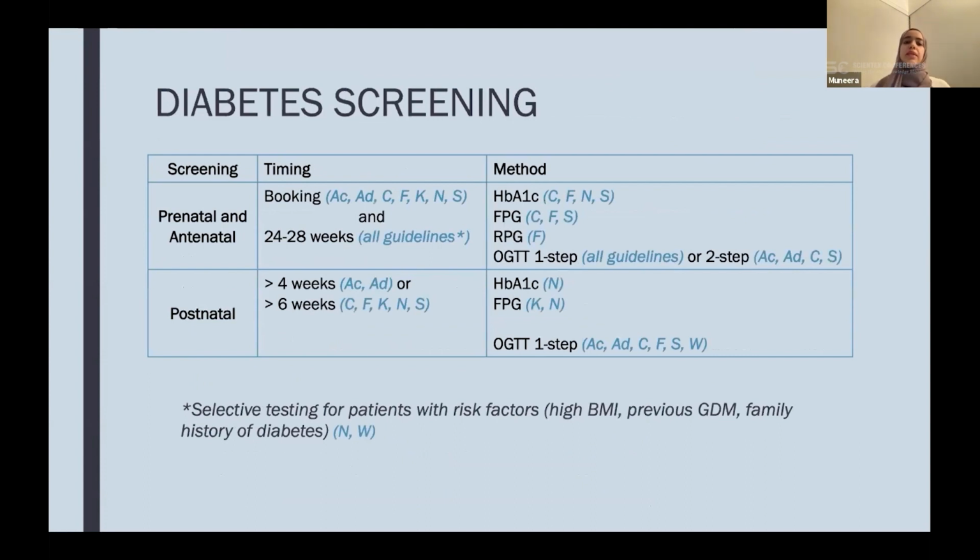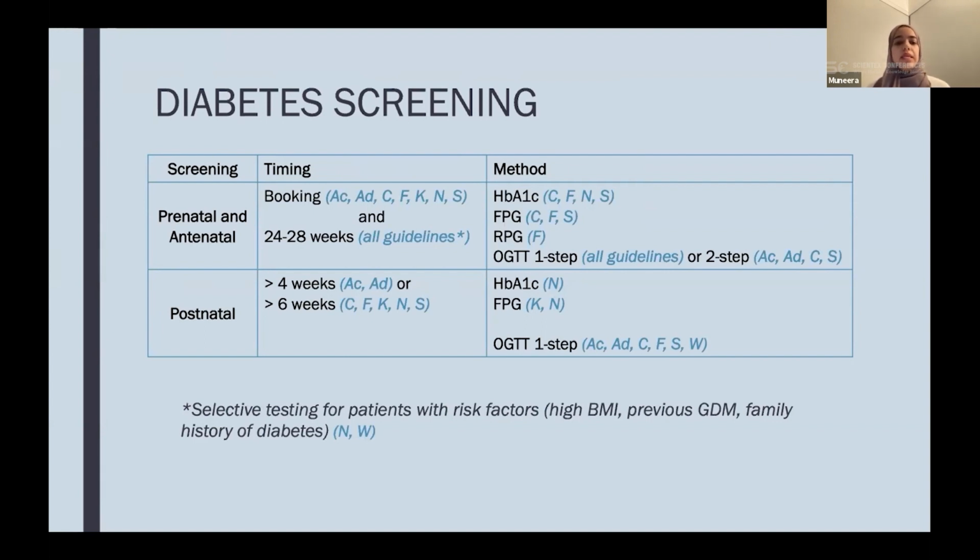So we can screen for diabetes at booking. They might have pre-existing diabetes, and we can do that using HbA1c or fasting plasma glucose. However, we still need to test them for GDM at 24 to 28 weeks. All guidelines recommend the use of the one-step oral glucose tolerance test. However, the American and Canadian guidelines, they recommend the two-step oral glucose tolerance test as an alternative.